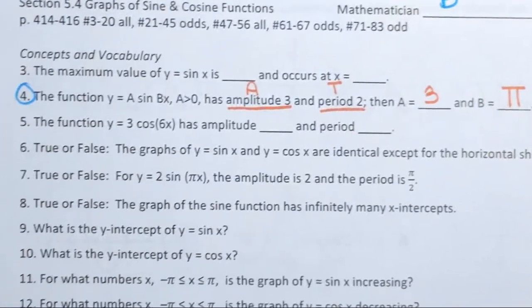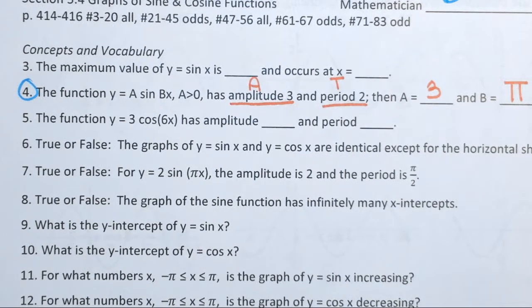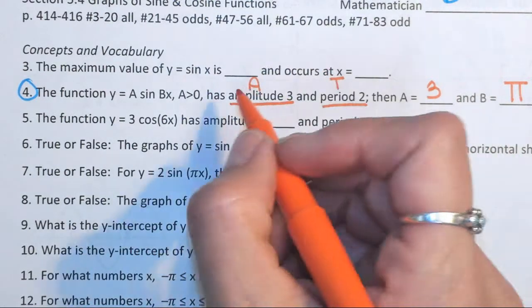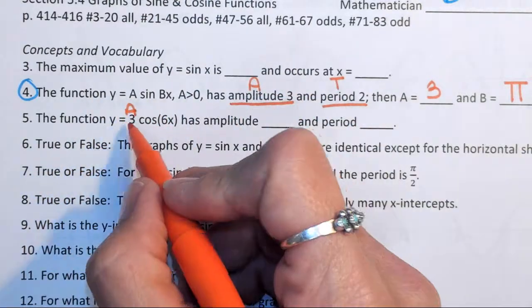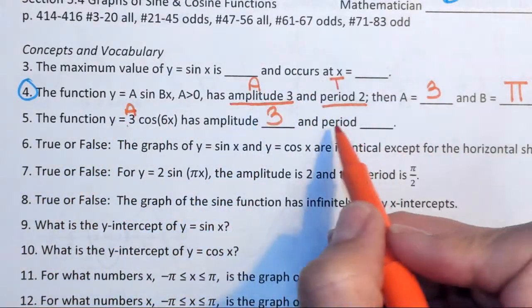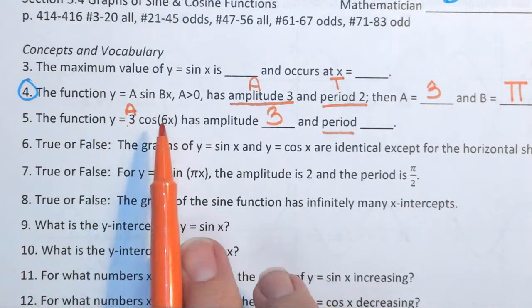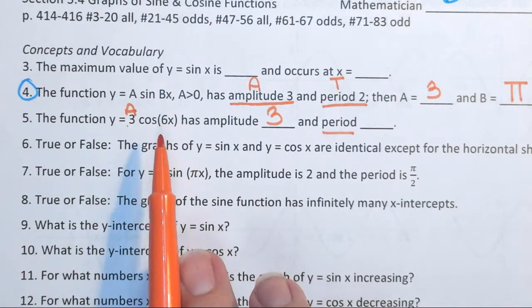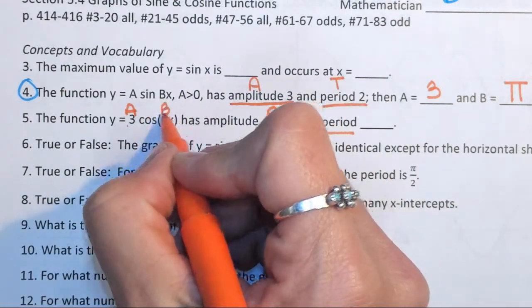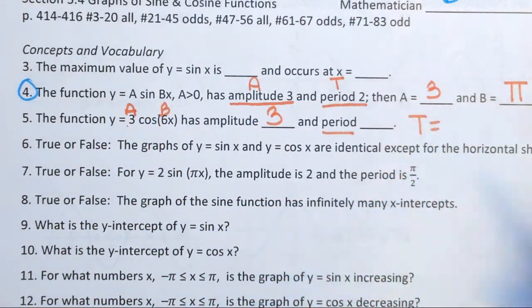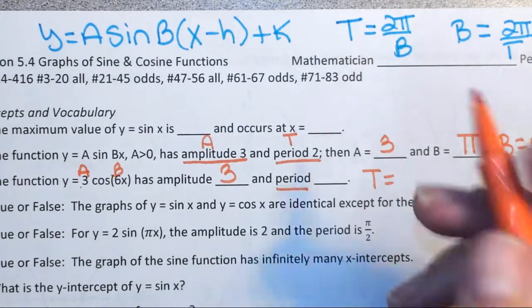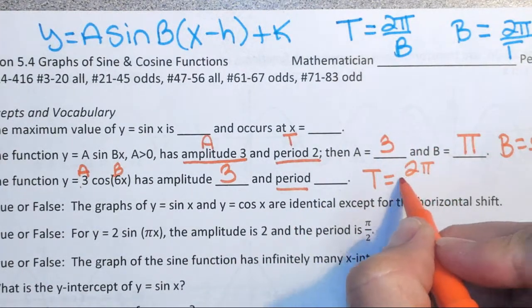All right, let's go look at 5. 5 says the function y equals 3 cosine 6x has an amplitude of blank and a period of blank. The amplitude's what? 3. Very good, because your amplitude is first. Is the period in this equation? No. What letter do I need in this equation in order to get it? B. Nice job. So I'm going to use my formula. T equals 2 pi divided by the B.